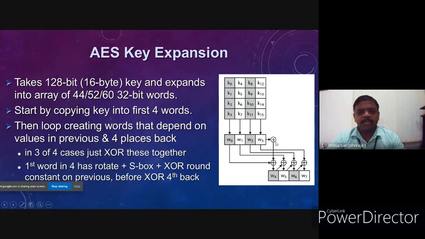So there is a small operation. What are the operations? Rotation, S-box, and XOR are all happening. This output goes for the XOR. All the others are a mere XOR with the previous word, no change. Okay, this is how the key is expanded.